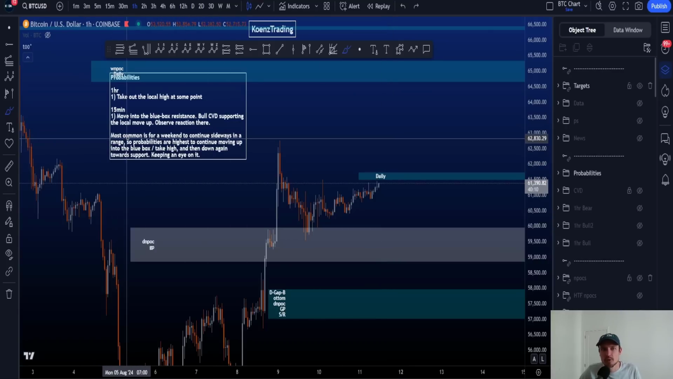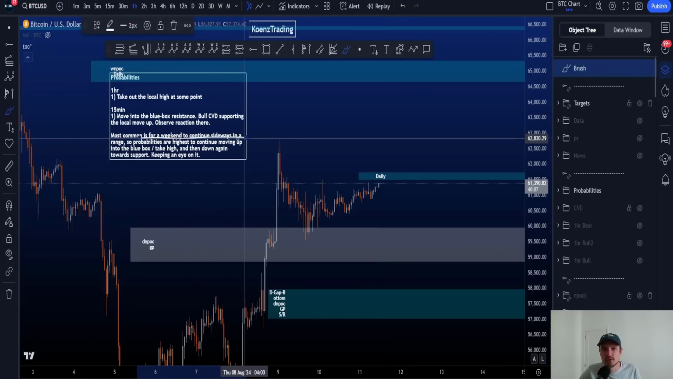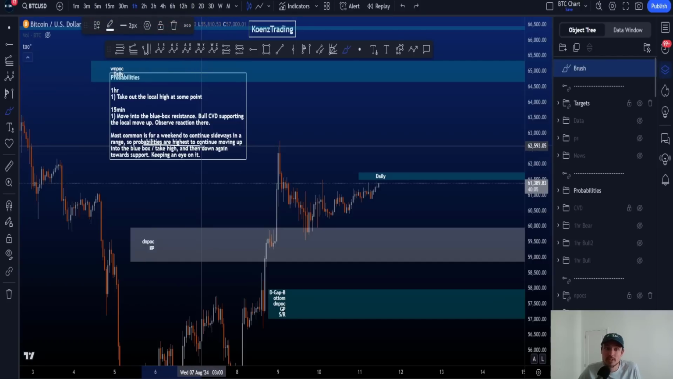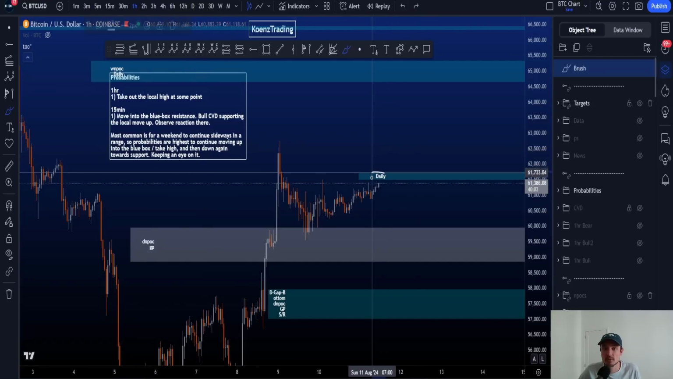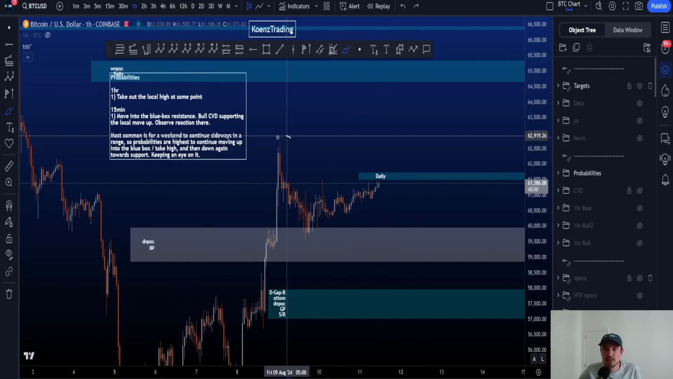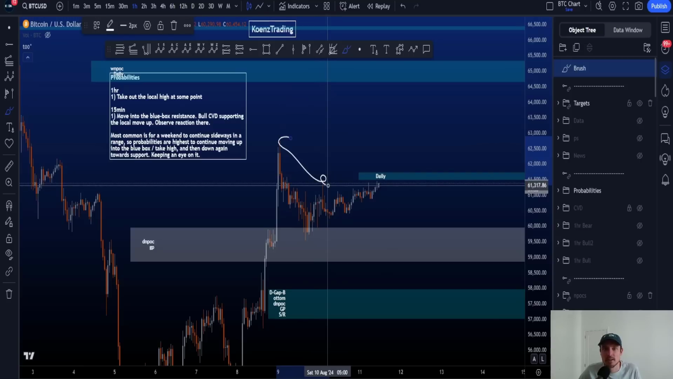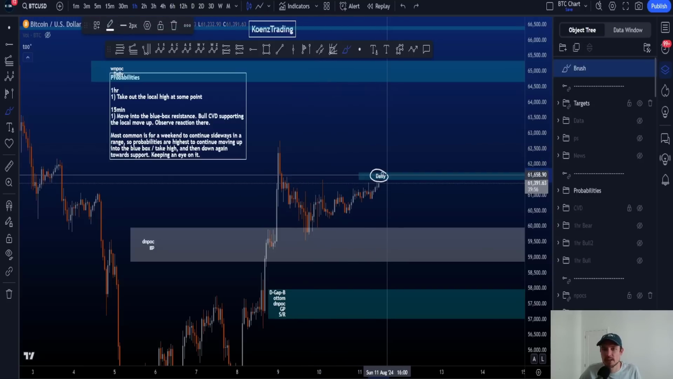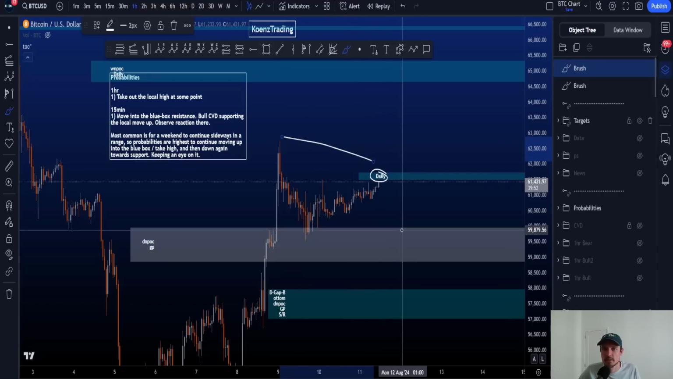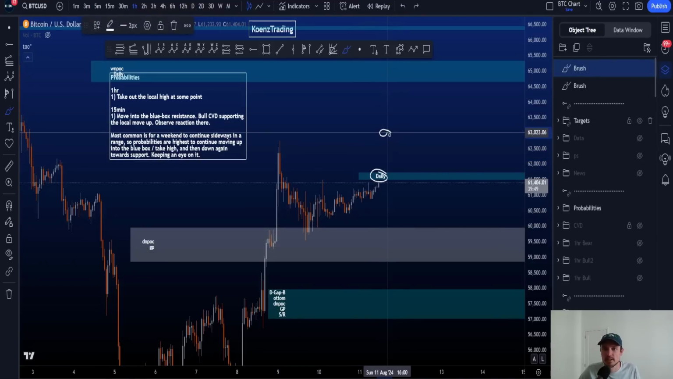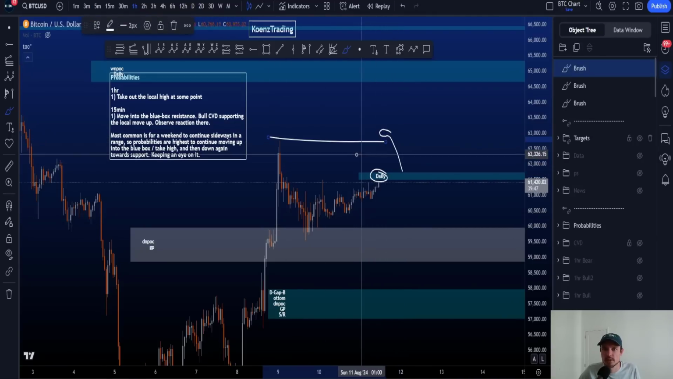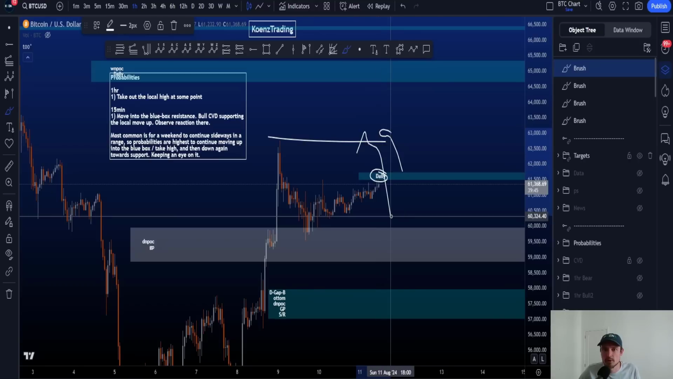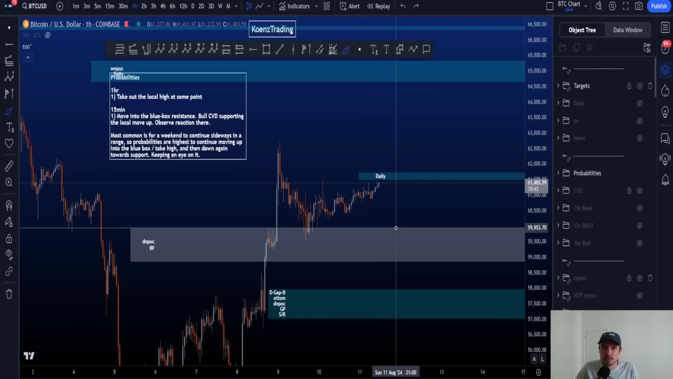Now, as mentioned, it is most common for the weekend to continue sideways in the range, so probabilities are highest to continue moving up into the blue box at the moment, right? Take potentially this high, or at least this high here, and then move down again, which depends on the reaction that we see here. We want to see weakness, maybe some bearish CVDs to support the bigger bearish CVD as well, right? Or take the high and then move down, a potential swing failure type of move. Take the high, close a candle below, move to the downside of the range, because a range is most common in the weekend. So that is something that I'm going to be keeping an eye on.